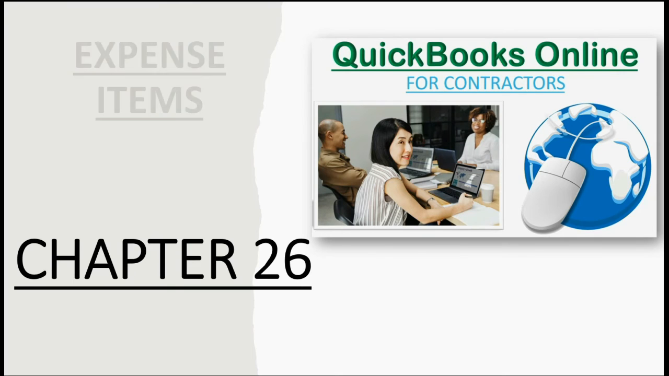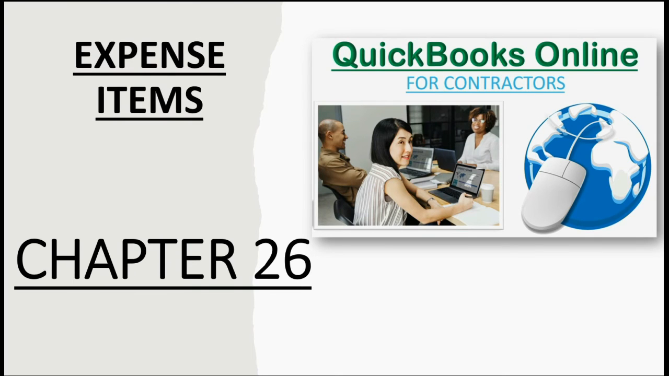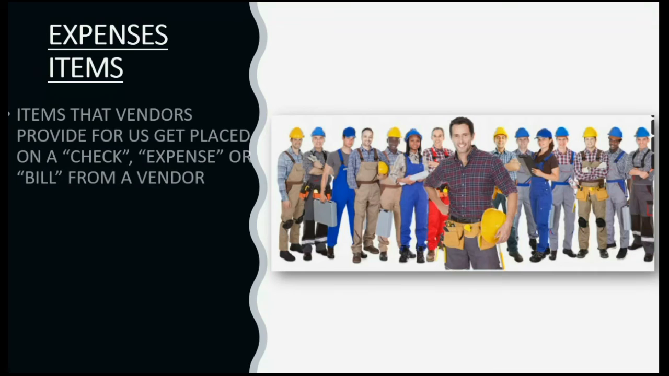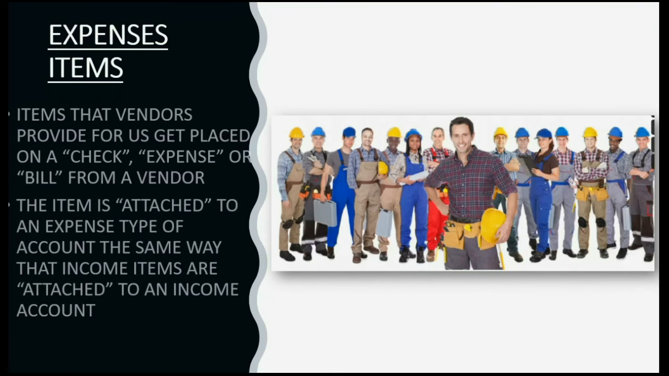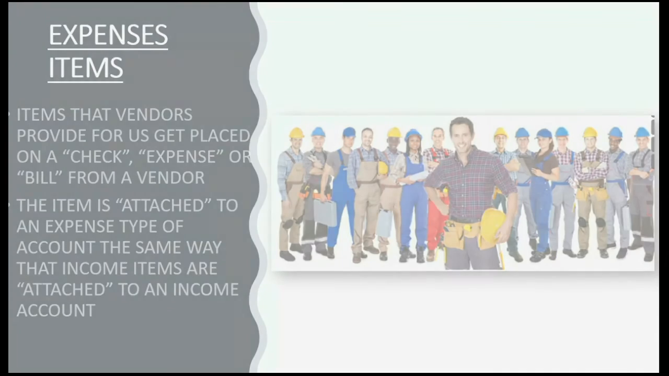Chapter 26, Expense Items. Expense items are items that vendors provide for us, and they get placed on a check, expense, or bill from a vendor. The item is attached to an expense type of account, the same way that income items that we used earlier in the course are attached to an income account.